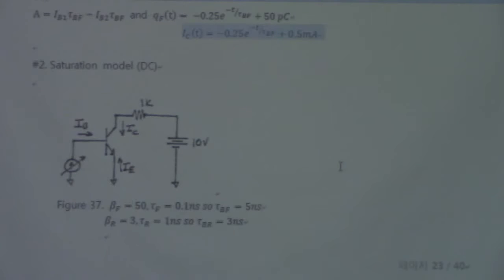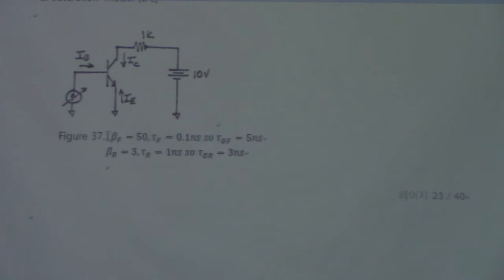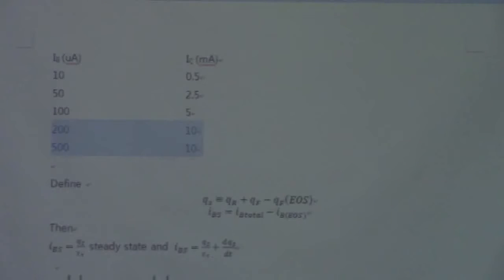Now, in the saturation model, this is the device characteristic, and we increase the base current through 10, 50, 100, 200, 500, and then we measure the collector current. It's 0.5, 2.5, and 5 milliamps. But beyond this, it is saturated, so the collector current is no more than 10 milliamps.